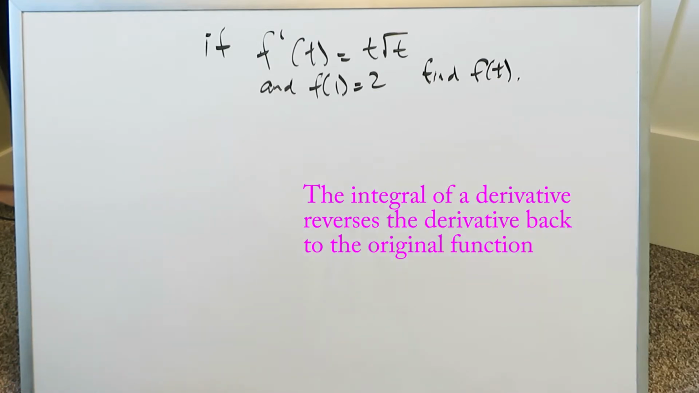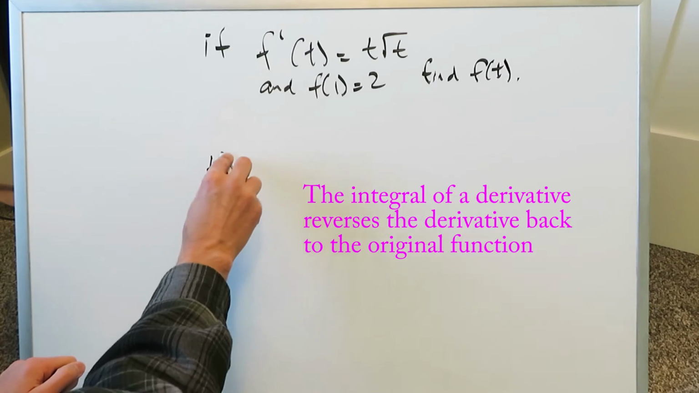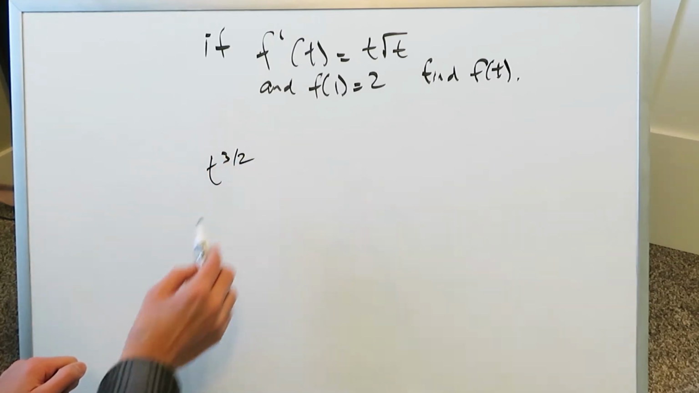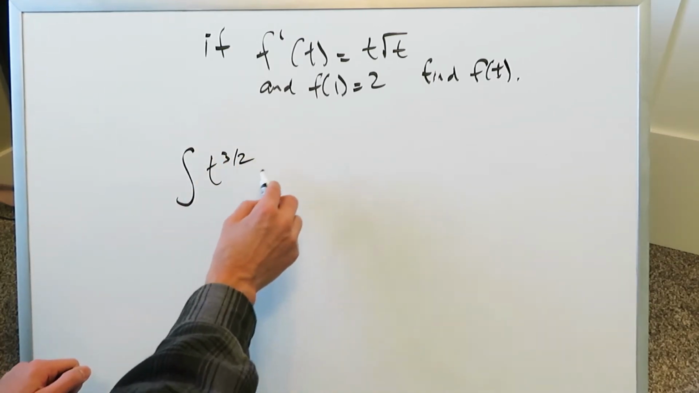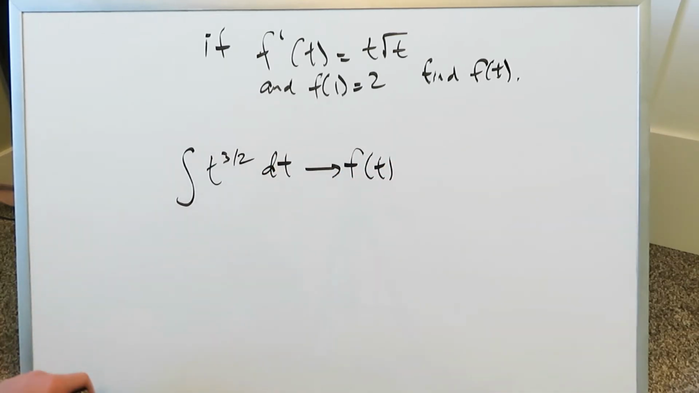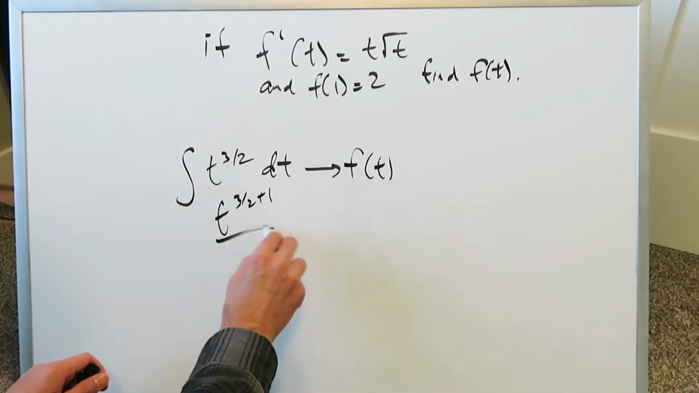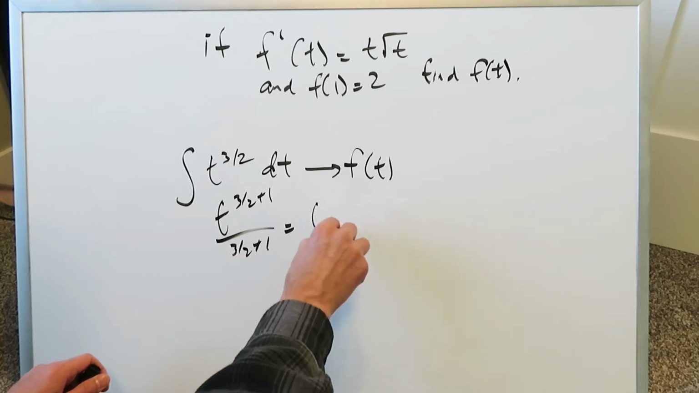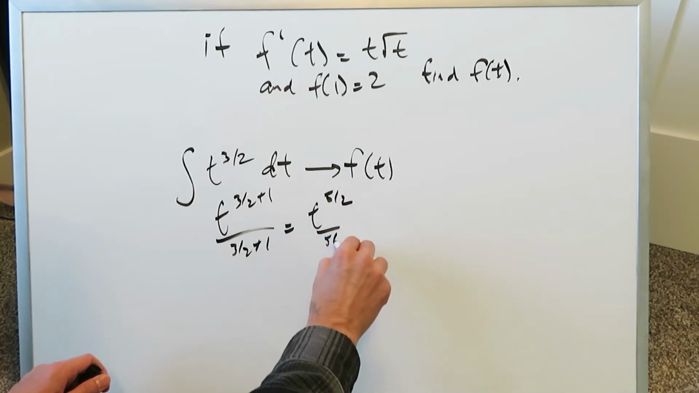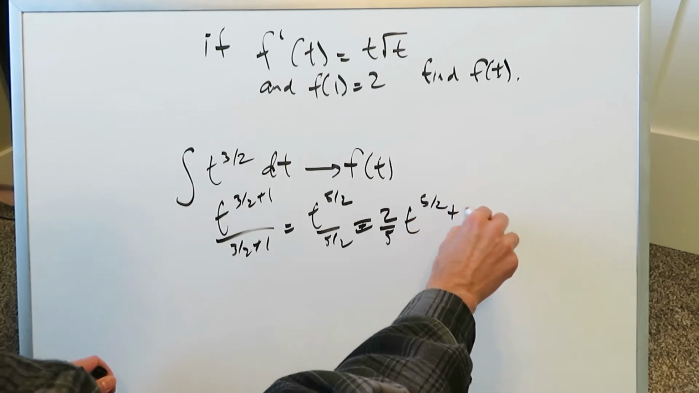Think to the fundamental theorem of calculus or the inverse relationship between derivatives and integrals. We have a t root t. That's the derivative. T root t is no different than t to the power of 3 over 2. If you were to take the integral of this, you would end up back at some original function, and that's what we're trying to do. You do t to the 3 over 2 plus 1 over 3 over 2 plus 1. You'll have t to the 5 over 2 over 5 over 2, and you'll have 2 over 5 t to the 5 over 2 plus c.